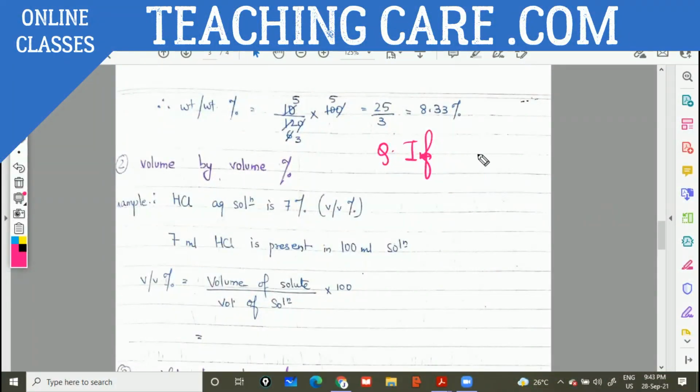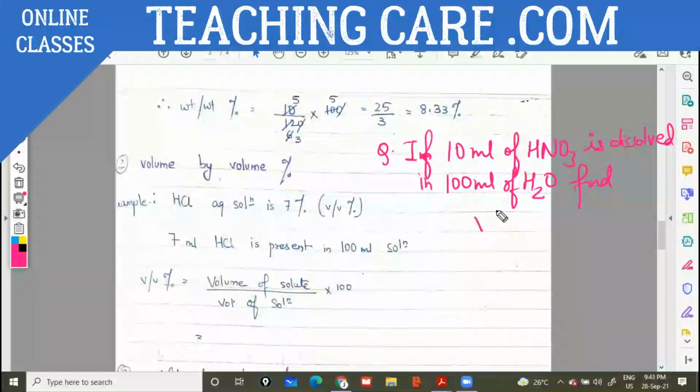If 10 ml of HNO3 is dissolved in 100 ml of water. HNO3 is volume by volume. So nitric acid, HNO3 is the solute, and H2O is the solvent. Water is the solvent. Always remember, solute will be less in amount, solvent will be more in amount. Okay, ma'am. That's a good trick. Find the answer.